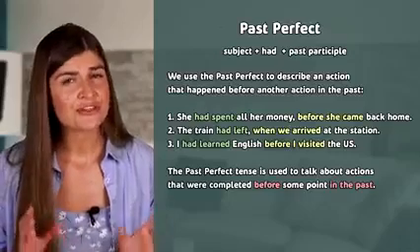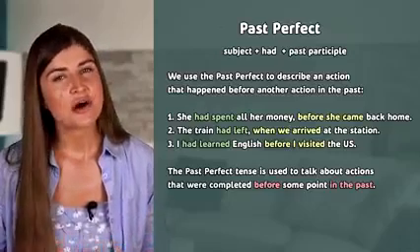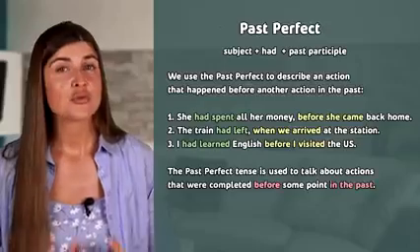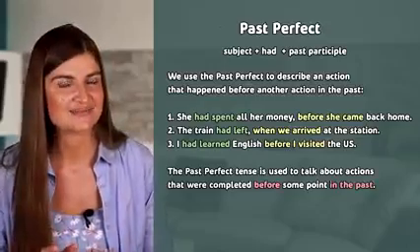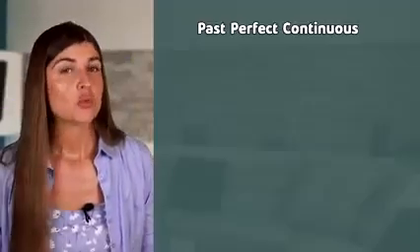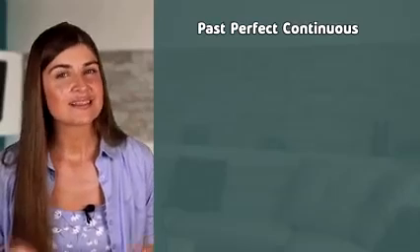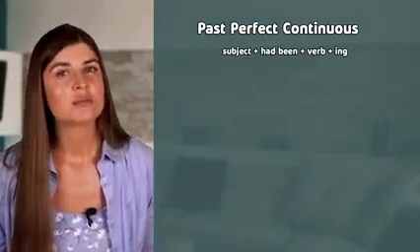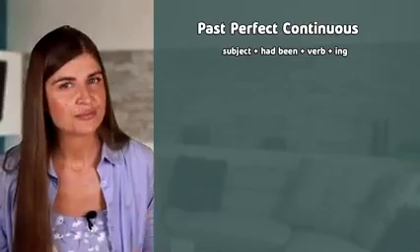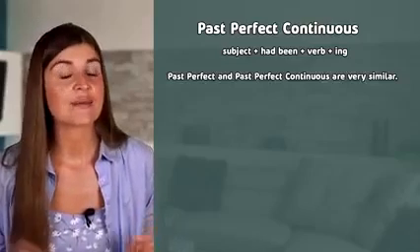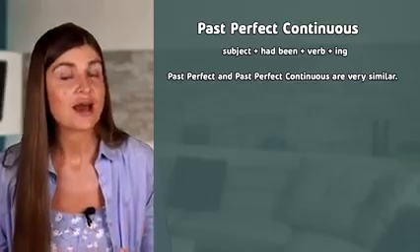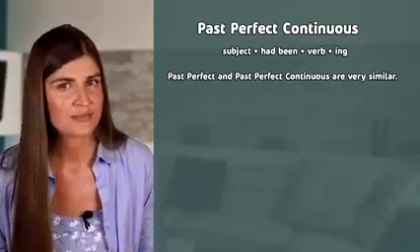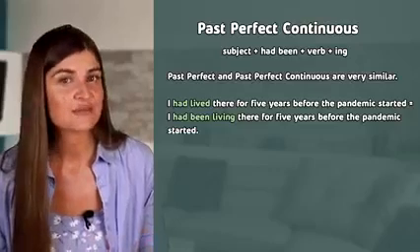So the past perfect tense is used to talk about actions that were completed before some point in the past. Let's move on to the past perfect continuous. We form this tense by using the subject plus had been plus verb plus ing. The past perfect and the past perfect continuous are very similar and often used by native speakers. There is no difference in meaning.